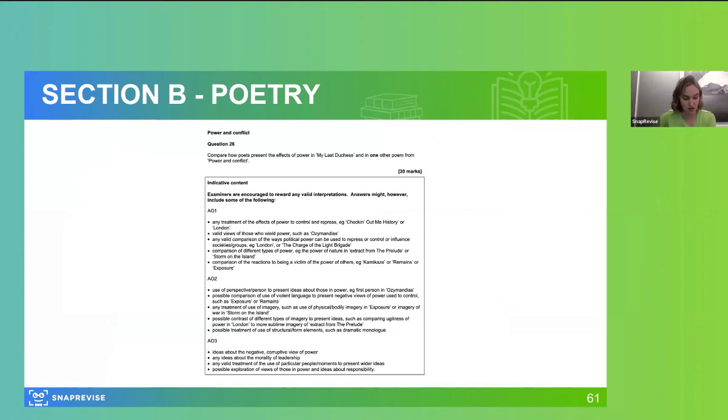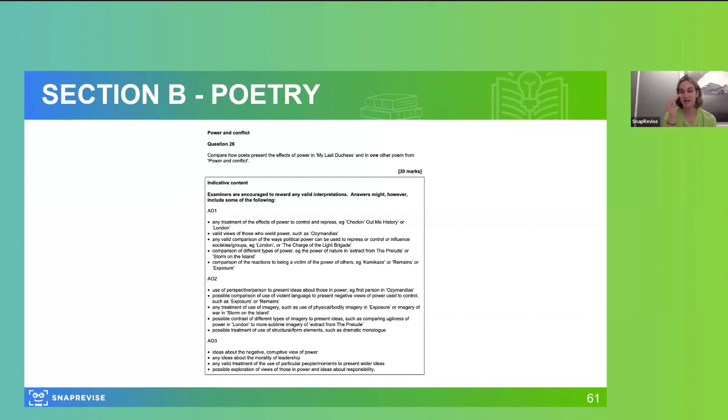So instead of giving you another example answer, I thought it would be good to have a look at the mark scheme. And it's very handy because I have the poem right here. This question is from the Power and Conflict section: compare how poets present the effects of power in My Last Duchess and in one other poem from Power and Conflict. So you obviously have to talk about My Last Duchess. It will be the extract that you are given, and then one other poem that you pick.